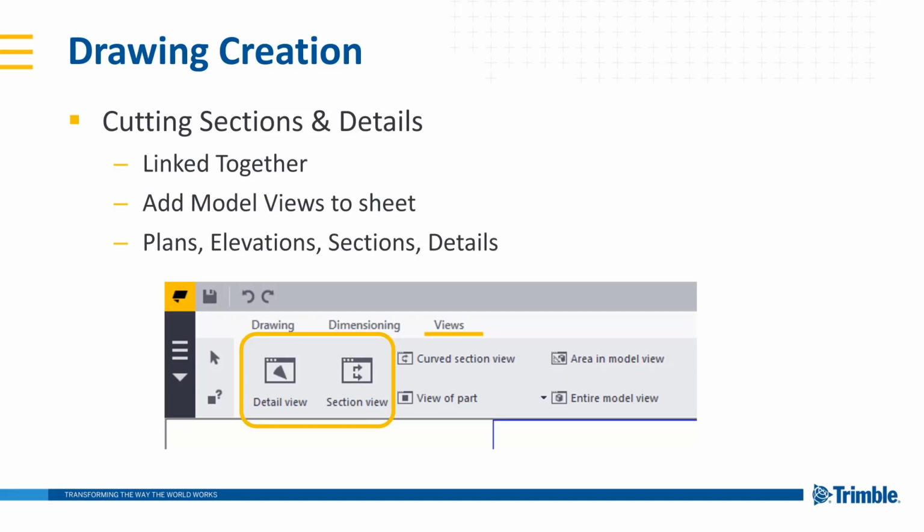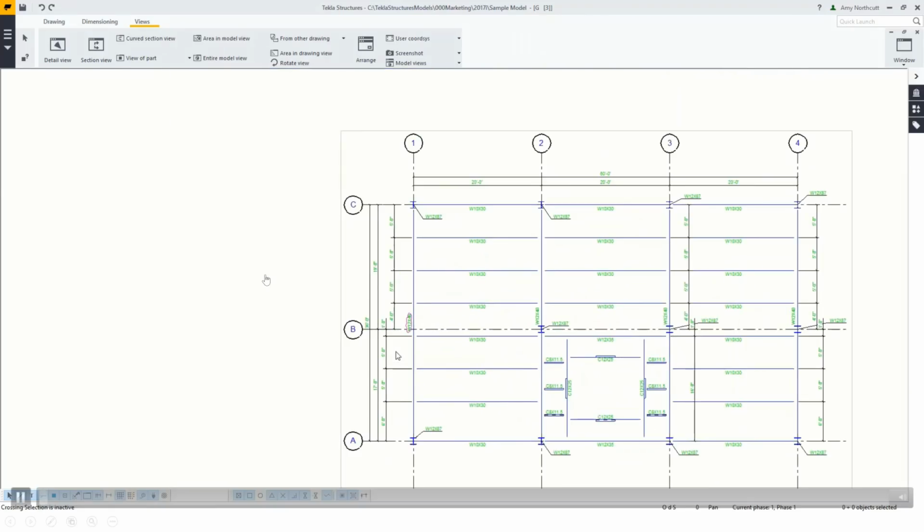Or I might add an additional plan or elevation from the model view, which would be right here on my drawing tab, area in model view, or add entire model view. I can add those model views by just selecting those in the model view as I want to bring those onto the drawings. And then of course I can cut plans, elevation sections, or details using these two tools, detail and section view. The detail view cuts the new view in the same plane as the one that I'm looking at. And then the section view cuts a new view perpendicular to the plane that I'm looking at on the sheet. And I have an example of both of those right here.